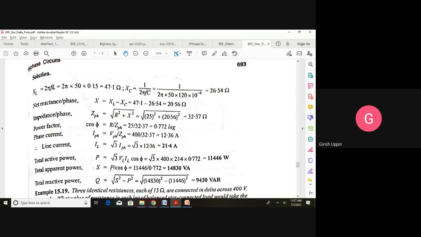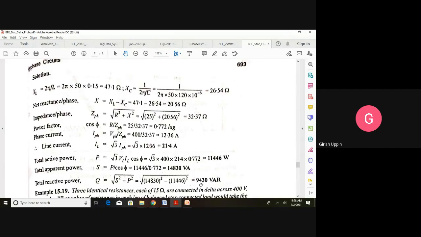And apparent power, from the power triangle, we can have it as P divided by cos phi. Why P divided by cos phi? If I remove this part here, what remains is the volt into current, that is apparent power. We get it as 14,830 volt amperes. And from the power triangle, one side is P, one side is Q, and the hypotenuse is S. We can write the reactive power Q is equal to square root of S square minus P square, and you will get 9,430 VAR. So these are the different problems we saw.